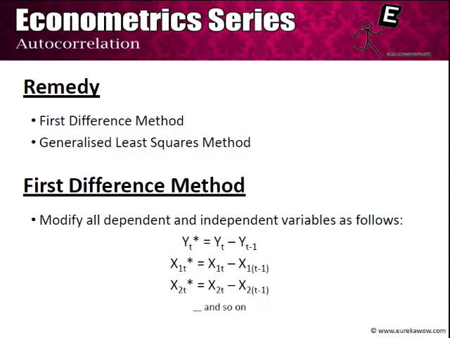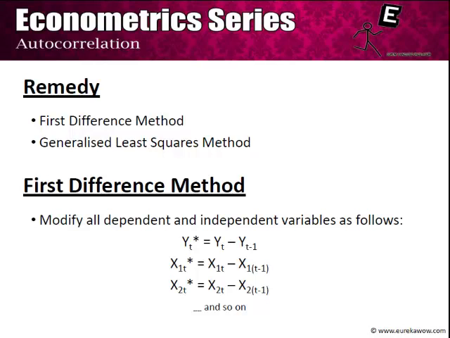We now turn to the remedies of autocorrelation. We consider two remedies. First is the first difference method. The second is a method of which it is a specific form, that is the generalized least squares method. So first let us talk about the more specific form, that is the first difference method.